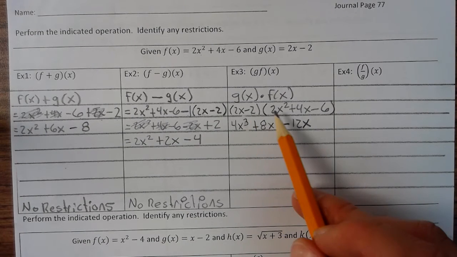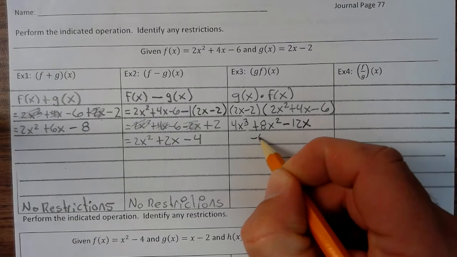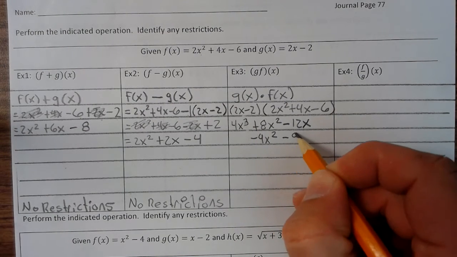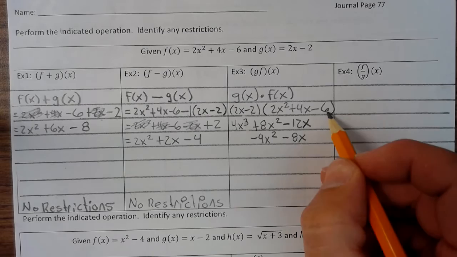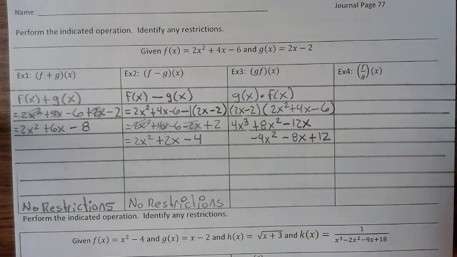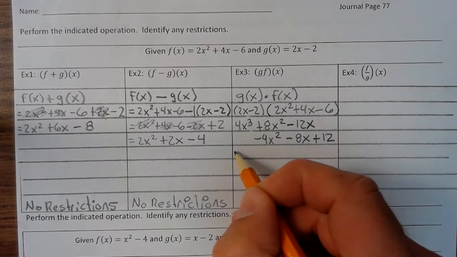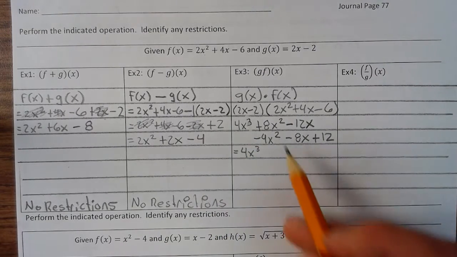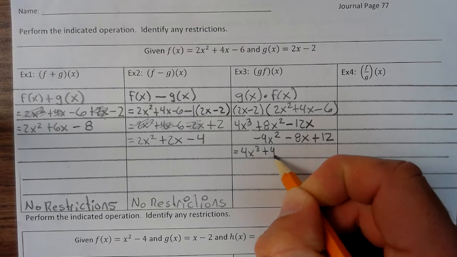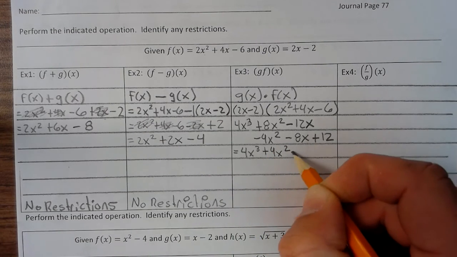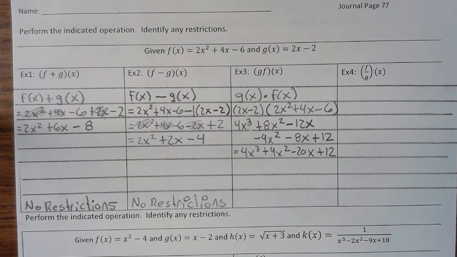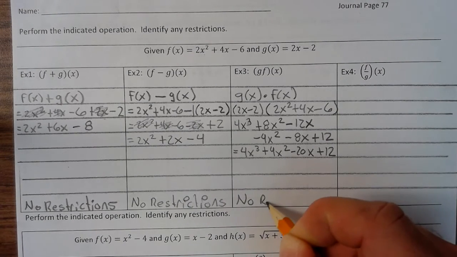Now, negative 2 times 2x squared is minus 4x squared. Notice I'm lining up the x squareds. Negative 2 times 4x is minus 8x. Negative 2 times negative 6 is a plus 12. Well, this equals 4x cubed plus 4x squared minus 20x plus 12. Now, again, there's no square root and there's no denominator, so there's no restrictions.